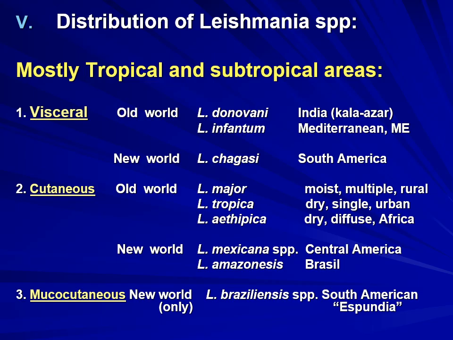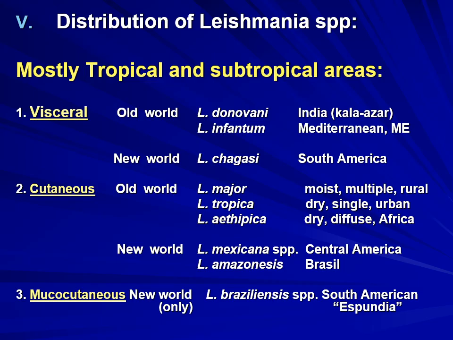In the New World, in the Americas. And when we say the Americas, this is a tropical and subtropical infection, we mean South America and Central America only, not the United States or Canada. There we have Leishmania chagasi in South America. For the cutaneous form, in the Old World, we have three main species: Leishmania major, Leishmania tropica, and Leishmania ethiopica. And you can see the description of the ulcers that they produce on the skin.